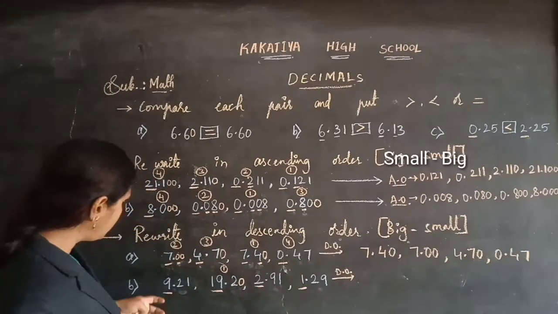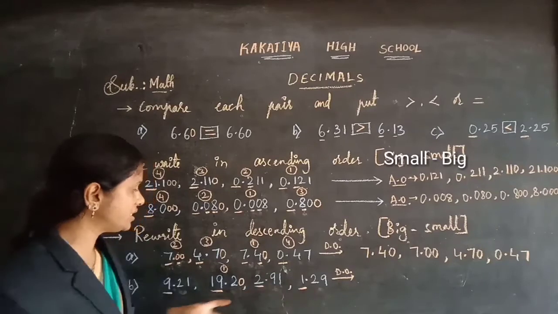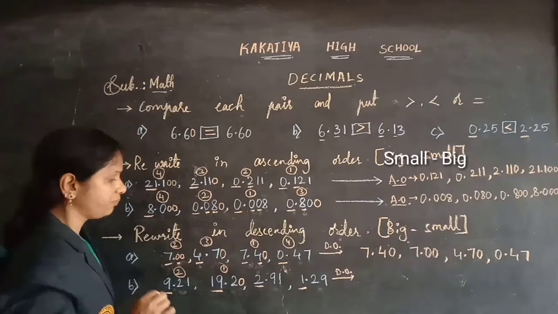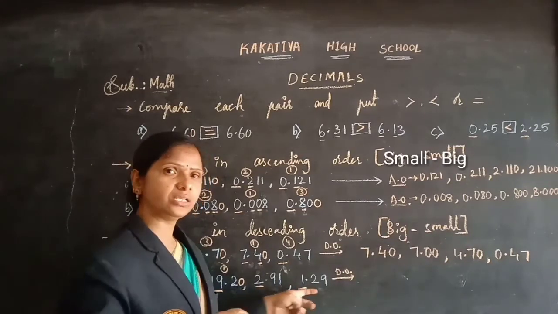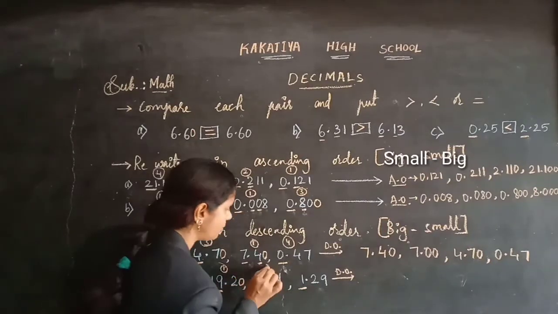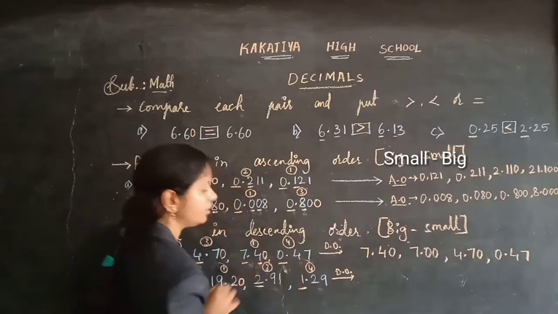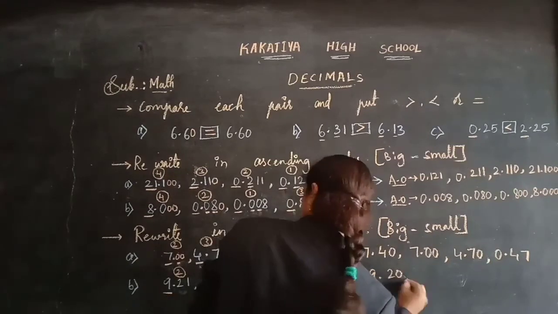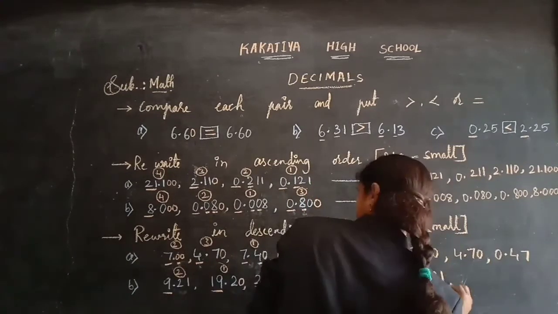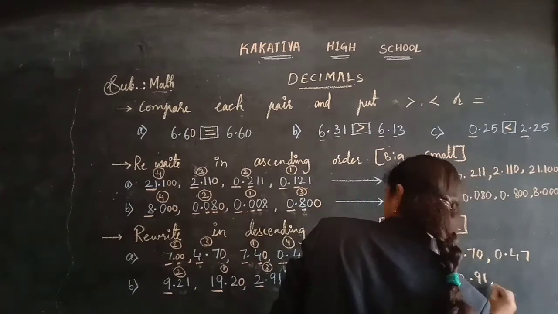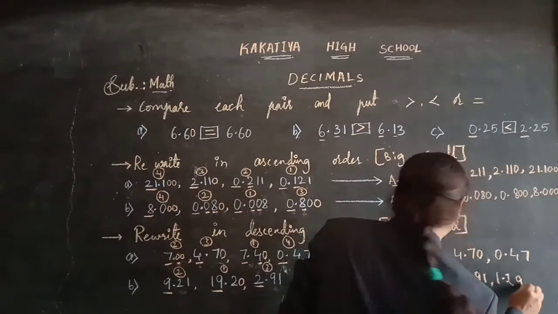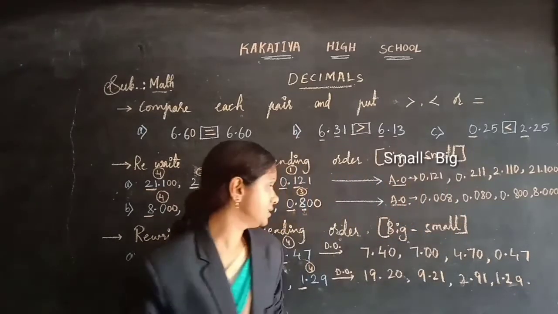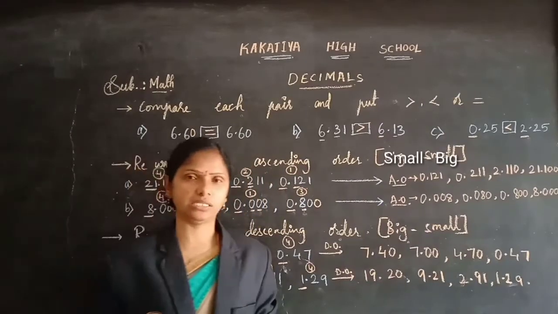Okay. And second, here 9, 2, 1. Which is the second place here? 9 is the bigger in the remaining three numbers. So second place to this. Now 2, 1. Which is the bigger in these two? 2 is the bigger, so I am giving third place to it, and obviously this number will be in the fourth place. Come on, let's arrange here. 19.20, 9.21, 2.91, 1.29. Now I have arranged the given series into decimals in descending order.